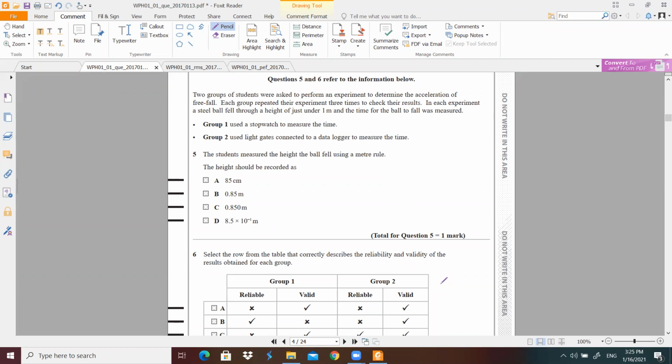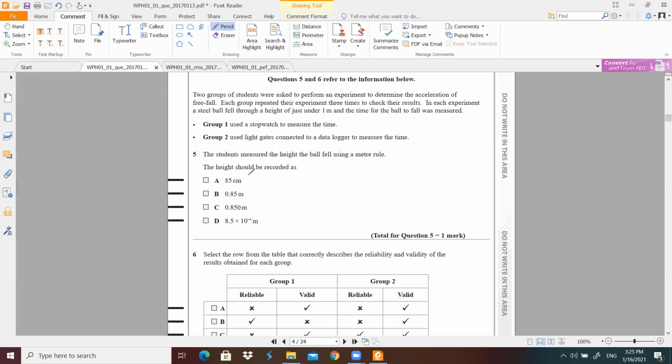Group 1 used a stopwatch to measure the time. Group 2 used light gates connected to data logger to measure the time. For both groups 1 and 2, they used 2 different methods. The students measured the height the ball fell using a meter rule.